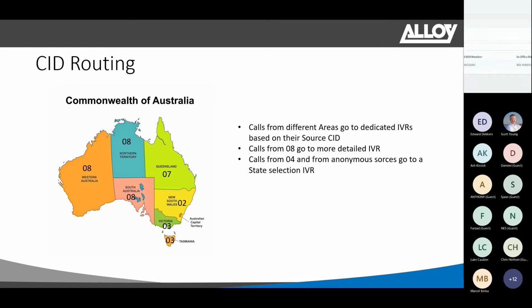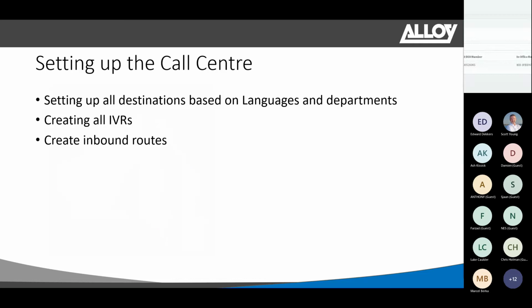Then calls from 04 and from anonymous go to a state selection IVR, where they literally have to choose from which state they are calling, because based on 04 or anonymous, you can't define where they are actually sitting at the moment. So we are going to set up all the destinations based on languages and departments. We are creating all the IVRs, and then we create the routes.